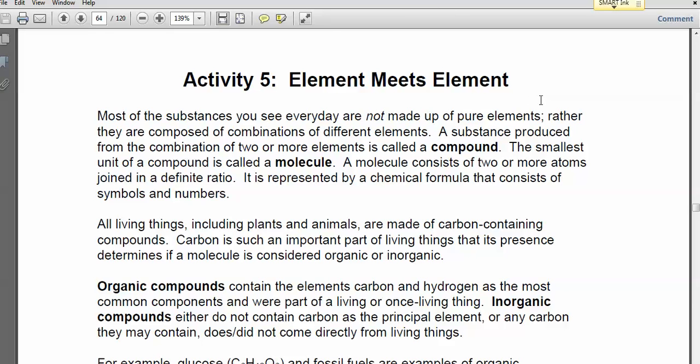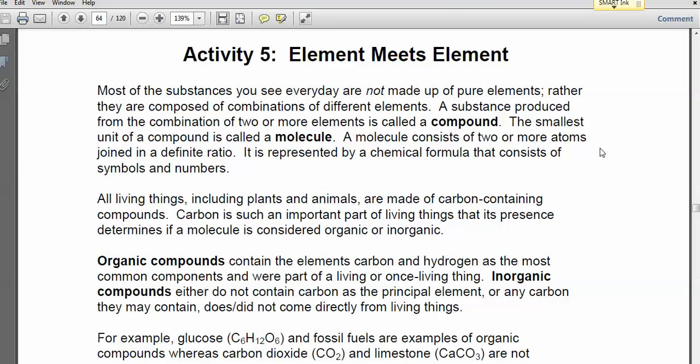And I've already given you a copy of this, and you've read about the difference between the different types of compounds. So an element is a pure substance that we see on the periodic table of elements. So carbon by itself, oxygen by itself, nitrogen, fluorine, sodium, the different atoms we've been looking at. Those are elements. But sometimes elements join with other elements to make compounds, and that's what happens a lot in nature. So as you've read, a substance produced from the combination of two or more elements is called a compound.